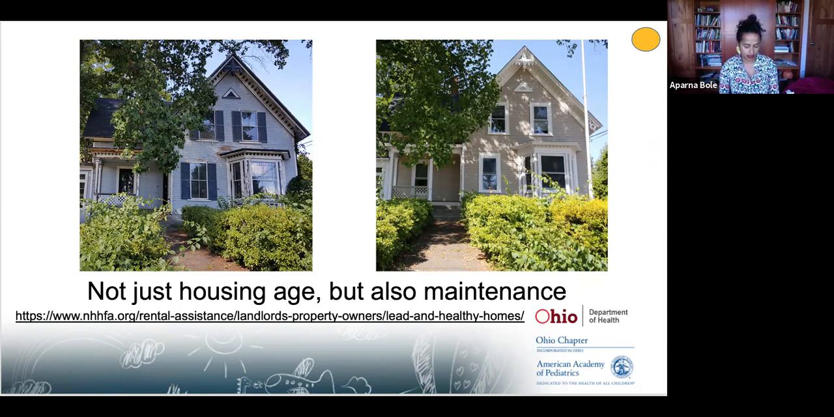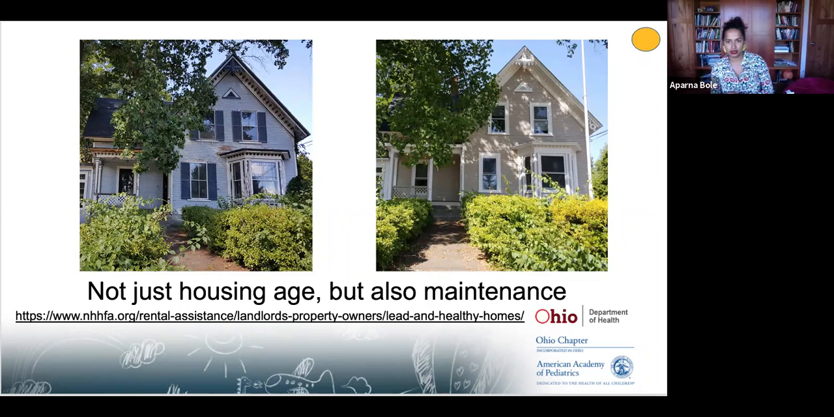So the first thing I want to say is that we talk a lot about housing age, and Dr. Newman mentioned that era of lead paint, but it's really not only housing age, it's also about housing and neighborhood maintenance. And certainly in Cleveland, where I am, it's not as if all of the neighborhoods with similarly aged housing are demonstrating equal risk for lead exposure in kids in those neighborhoods.